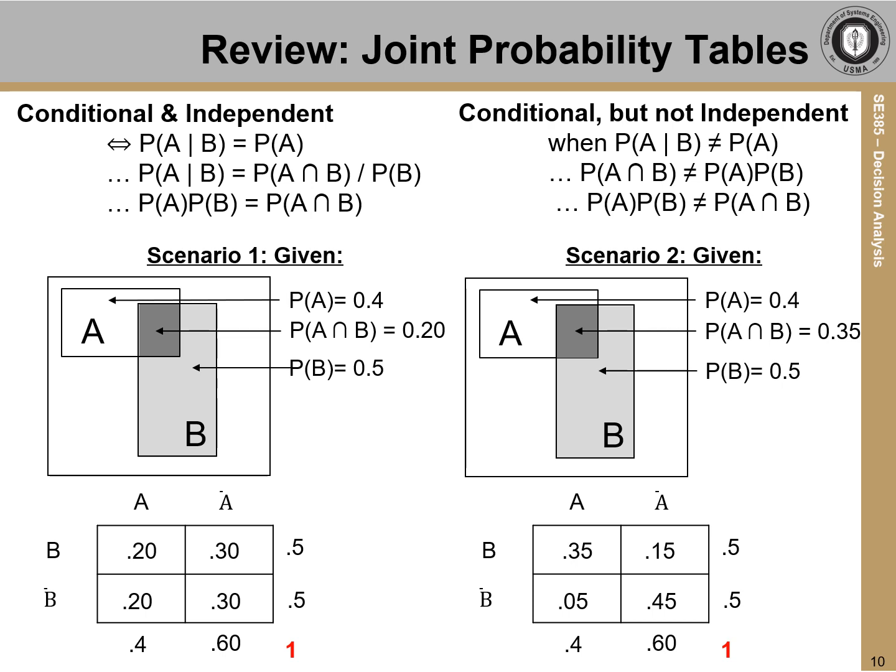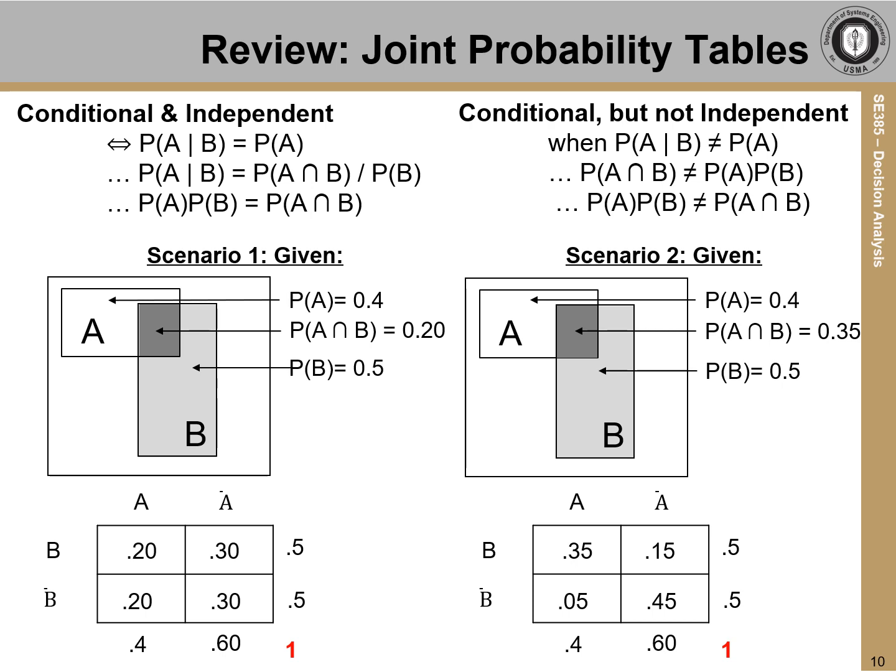Joint probability tables are an incredibly useful tool for understanding probabilities, especially when you're looking at intersections. So right here we have 2 scenarios. The first is we have the probability of A being 0.4, the probability of B being 0.5, and the probability of A intersect B being 0.2. Right off the bat, you can tell that A and B are independent of each other because 0.4 times 0.5 is 0.2. So the probability of A intersect B is equal to the probability of A times the probability of B, which implies independence.